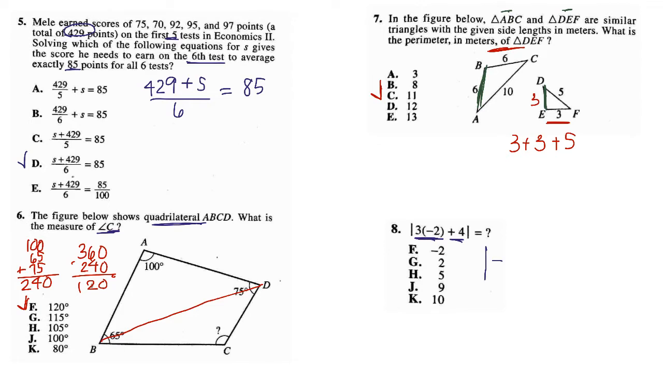So inside I have -6 plus 4, which is going to be the absolute value of -2, which is 2. So the right answer here is G. But do remember, do not change the sign of anything until this final step here. That's where you make things positive.